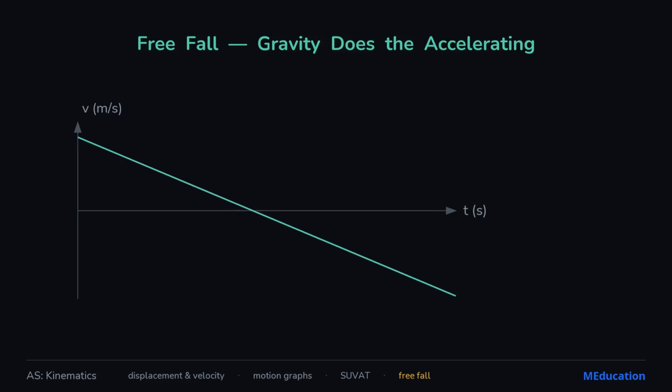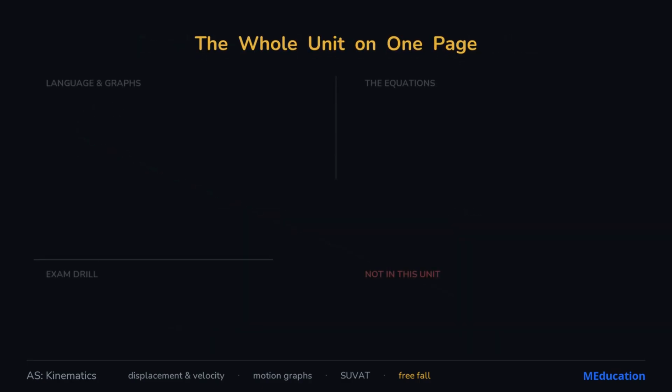Throw something straight up and the symmetry is beautiful. On the way up, gravity decelerates it. At the very top, the velocity is momentarily 0, while the acceleration is still g downward. Then it speeds back up on the way down. The speed at any height going up equals the speed at that same height coming down.